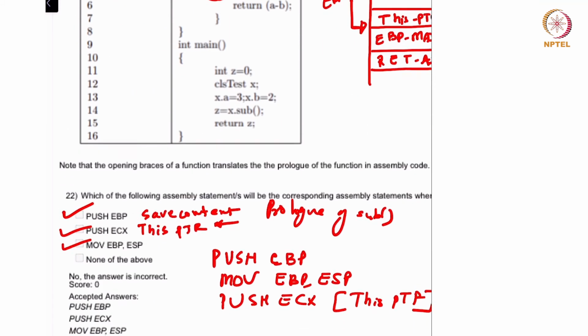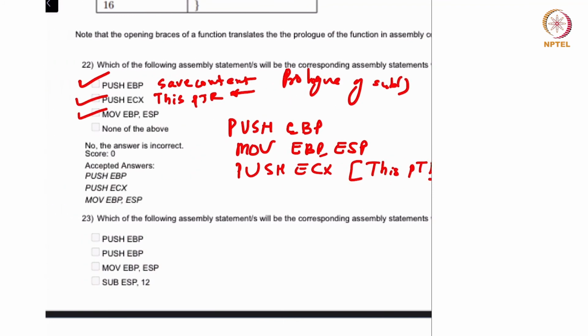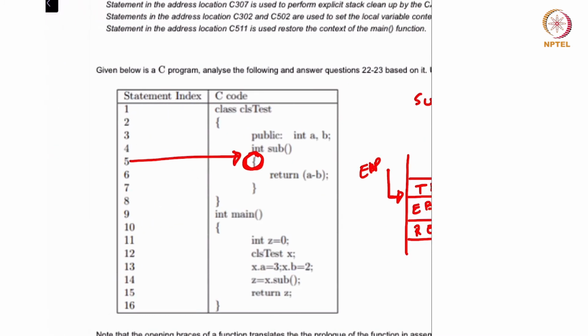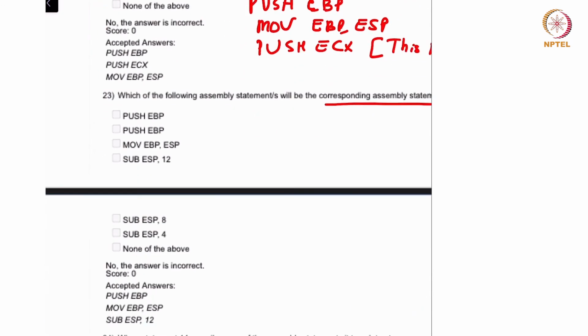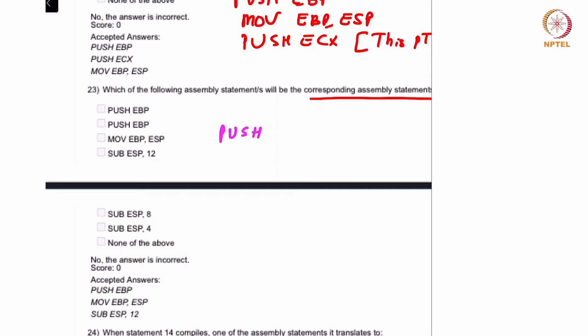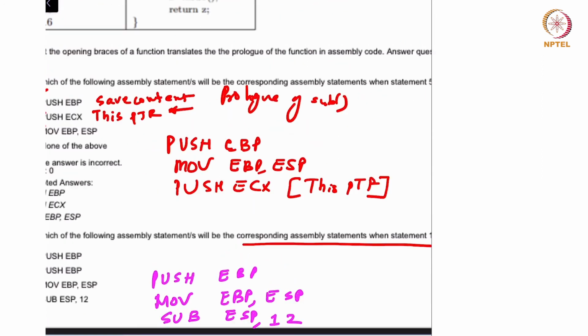Which of the following assembly statements, question 23, will be the corresponding assembly statements when statement 10 of the above C code is executed? So let's look at statement 10. Statement 10 is again the prologue of the main function, and in the main function, as you would guess, it would have push EBP, move EBP, ESP, and sub ESP, 12. So let's just look at why this is happening.